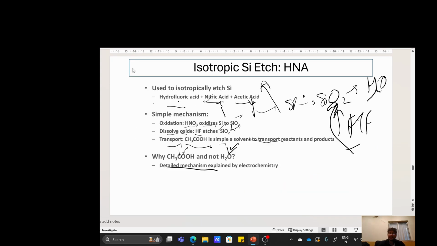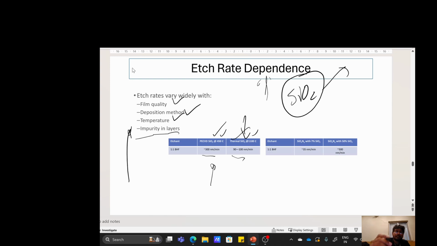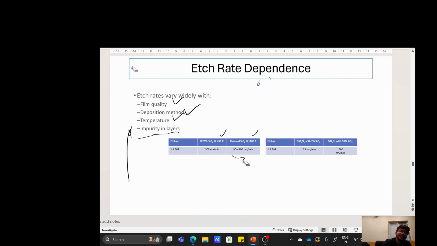Now this etch rate is also dependent on the process through which you have deposited the layer. The quality of the film, deposition method, temperature, and impurity in the layers. So the etch rate depends on these factors. For a high quality film, that is, a high density film, the etch rate will be lower.